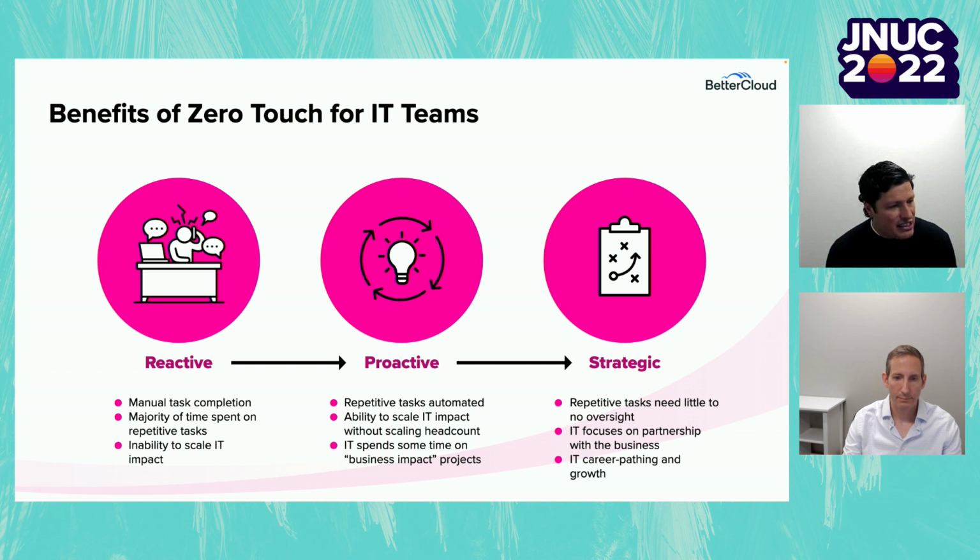Reactive teams typically don't have much automation. They're really just ticket takers. Using zero touch IT, we at BetterCloud have actually been able to automate over 50% of all of our service requests to IT. And what that does is it frees up that team to really start meeting with strategic leaders of the business and proving out that we can solve strategic problems with technology.